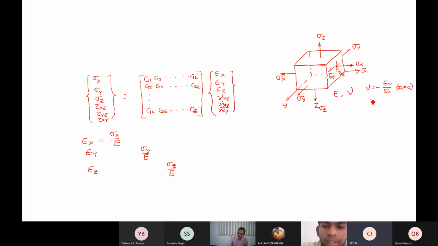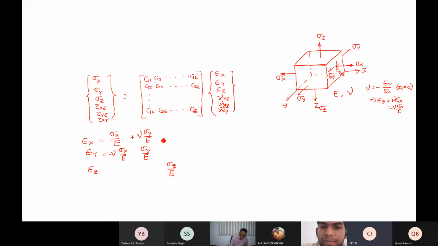Okay. So what is epsilon Y? Therefore, epsilon Y is equal to nu into epsilon X. That means nu into sigma X by E. Because of sigma X, there is also a strain along X that is equal to minus nu sigma X by E. Is that clear? Okay. Similarly, because of sigma Y, there is also a strain along X because of Poisson's effect. That is minus nu sigma Y by E. Is that clear?